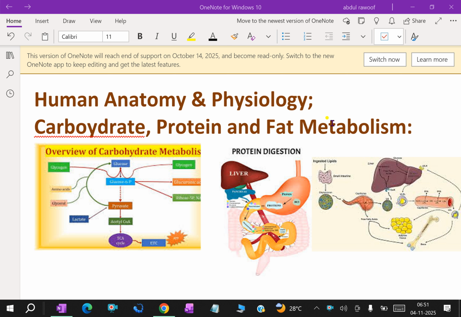What is energy? The energy produced in the body may be measured and expressed in units of work, joules, or units of heat, kilocalories. 1 kilocalorie is 4184 joules or 4.184 kilojoules.